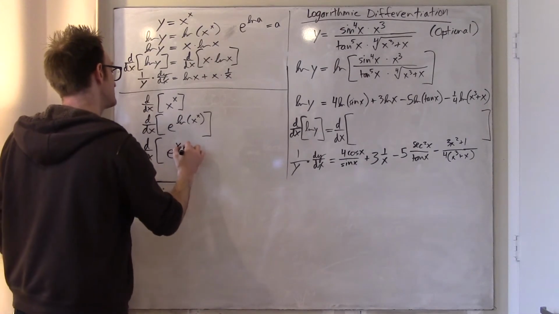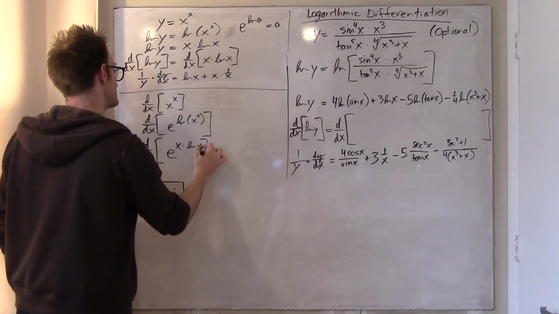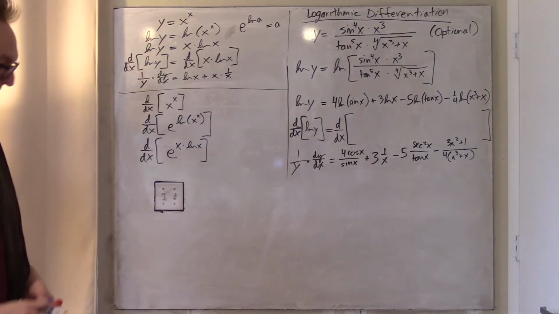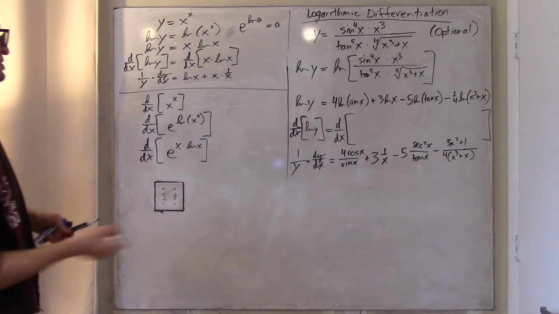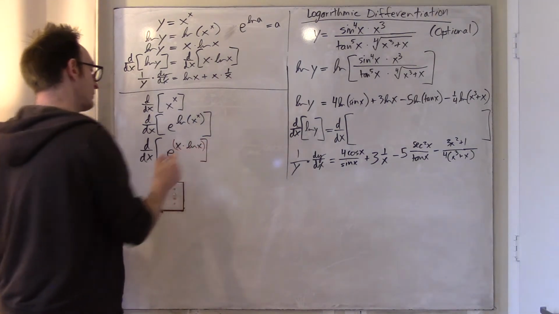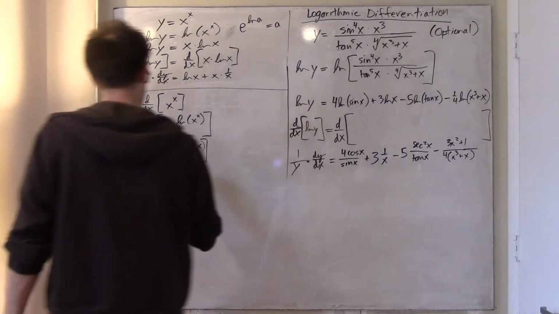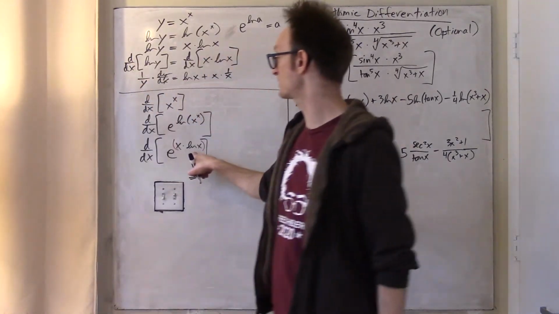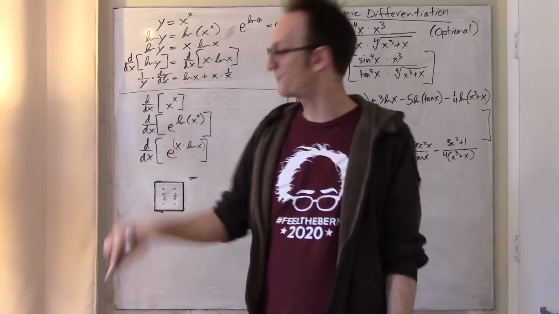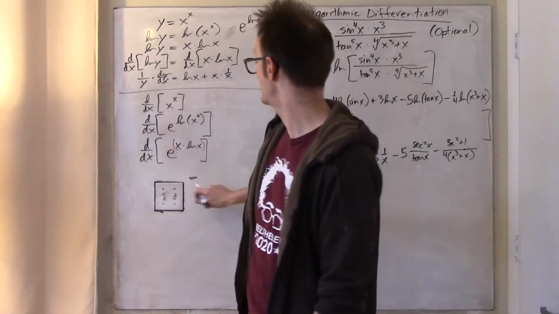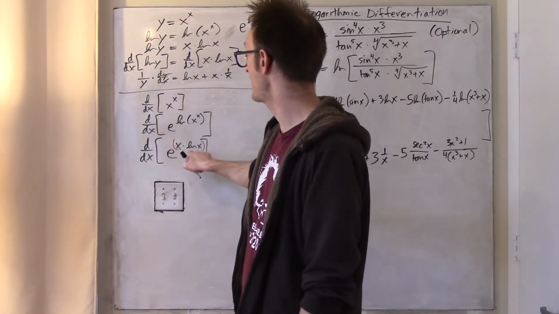And this becomes e to the x ln x. And now I'm going to differentiate. And this is sort of like one thing that's up there. So now I have to use the chain rule, because the chain rule says that the derivative of e to the something is e to the something, times the derivative of the something. So what is the derivative of e to the x ln x?